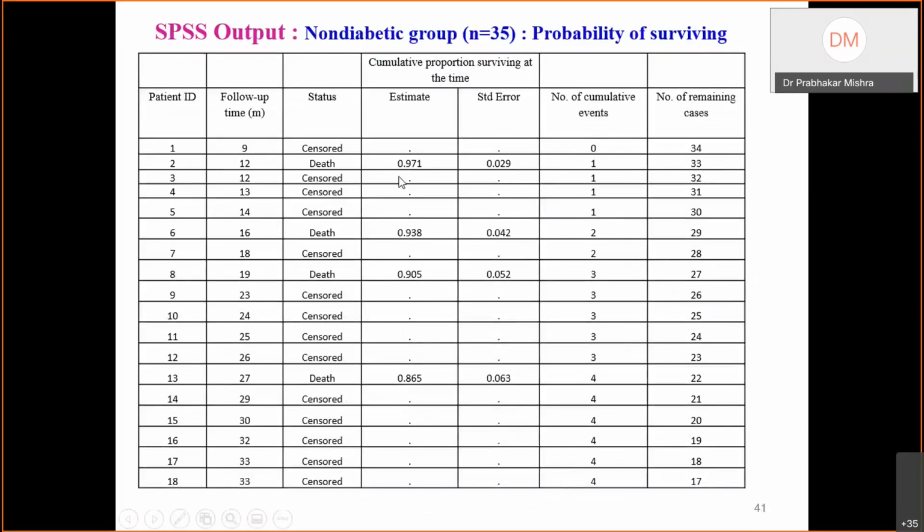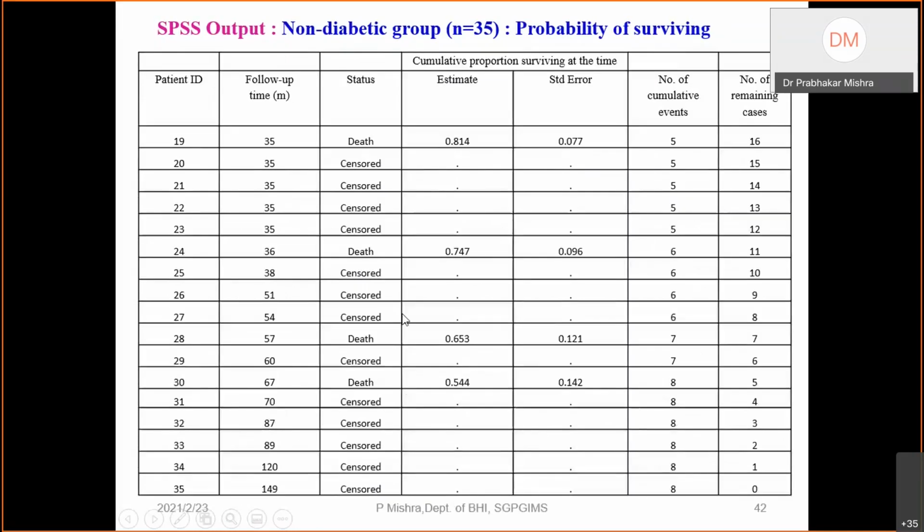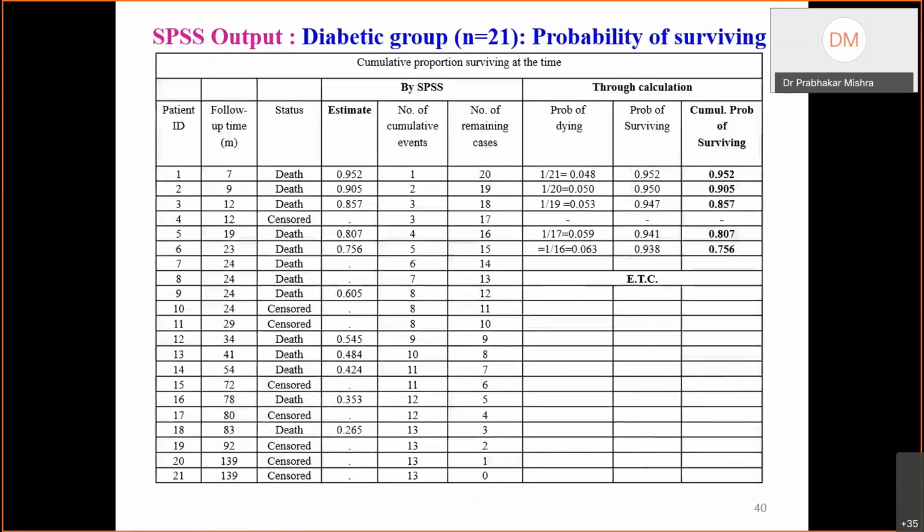So in the non-diabetic group, survival probability here was 97, here was 93, it was 90, it is 86.5, 81, 74, 65 and 54. So see, lowest survival probability is reporting 54.4%. It means 50% is not achieved. That is why in this group median survival time is not computed. But in the diabetic group, see here, survival probability 54, and here we are achieving 50%.